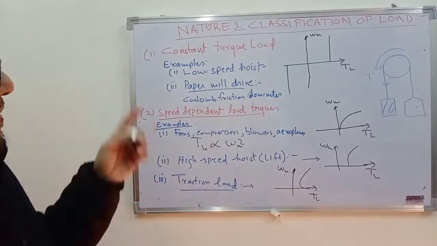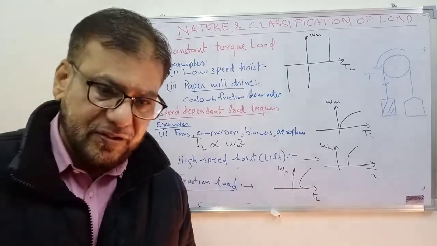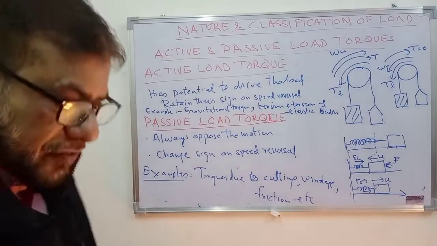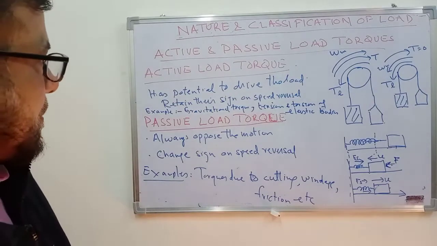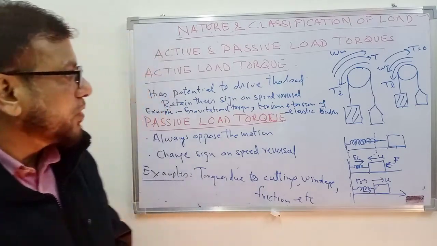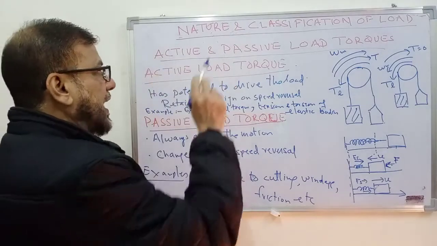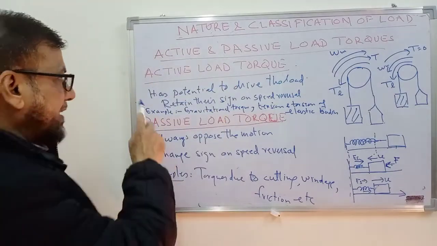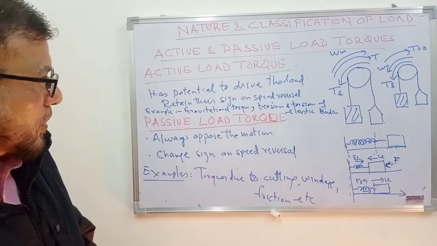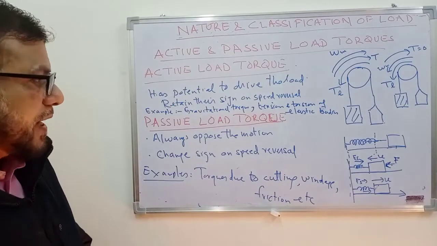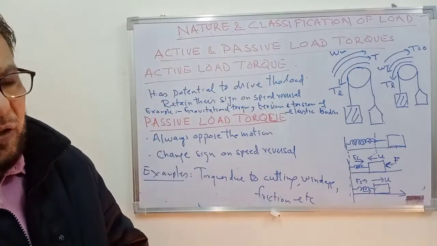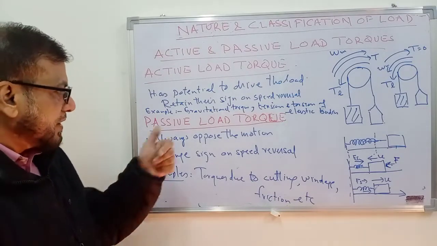Now there is one more classification of the load torque that I will discuss just now. We can classify the load torque on the basis of whether the load can move the motor or not. Depending on that, we can classify it as active and passive load torques. Active load torques are the loads which have the capability or potential to move the motor, and they will always have one sign, either positive or negative. They do not change their sign on a speed reversal. For example, the gravitational torques.